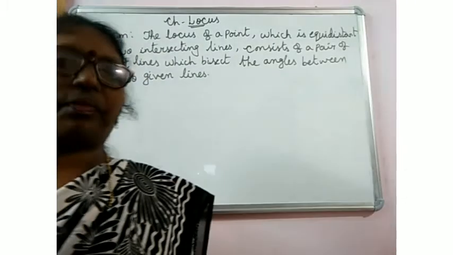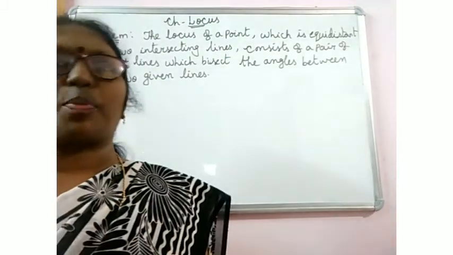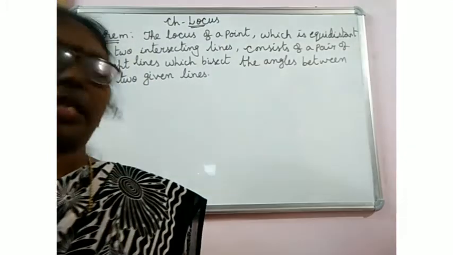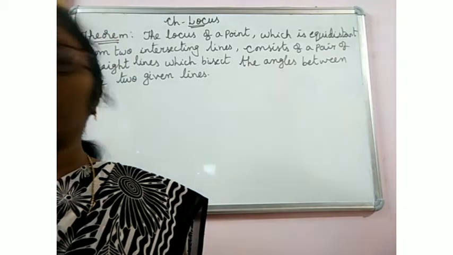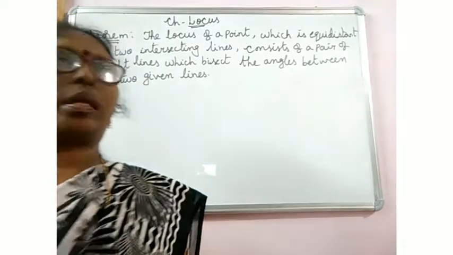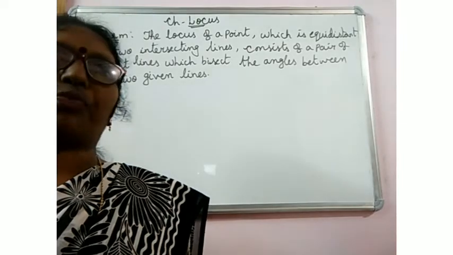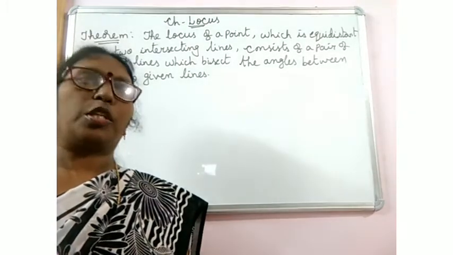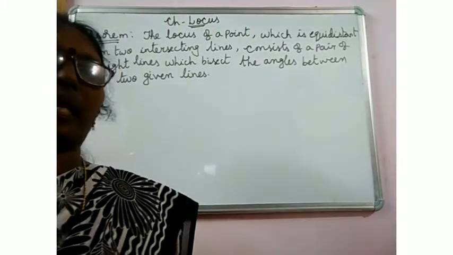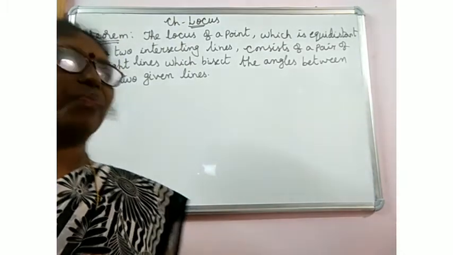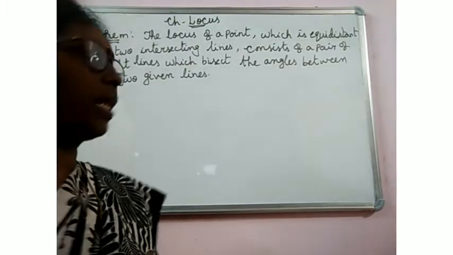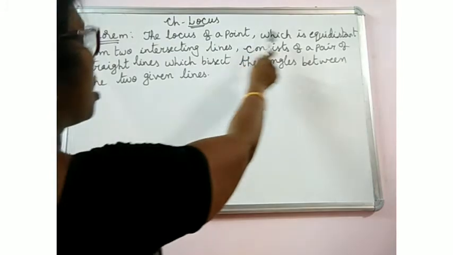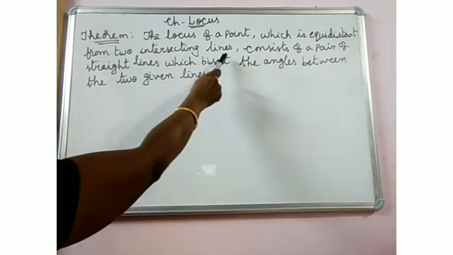Hello, welcome. Today let us have some theorems based on chapter locus. Already I have taught you some theorems of chapter locus. That is, the locus of a point equidistant from two fixed points is the perpendicular bisector of the line segment joining the two points, and also its converse you have learnt. Now let us have some more theorems. Today's theorem you are going to learn is the locus of a point which is equidistant from two intersecting lines.